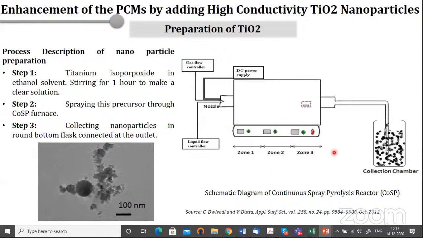At the end we collect the nanoparticles in a round bottom flask which is connected at the outlet. So we basically purge it into this collection chamber, which has titanium isopropoxide introduced on one side, and we get the titanium oxide nanoparticles on the other side.